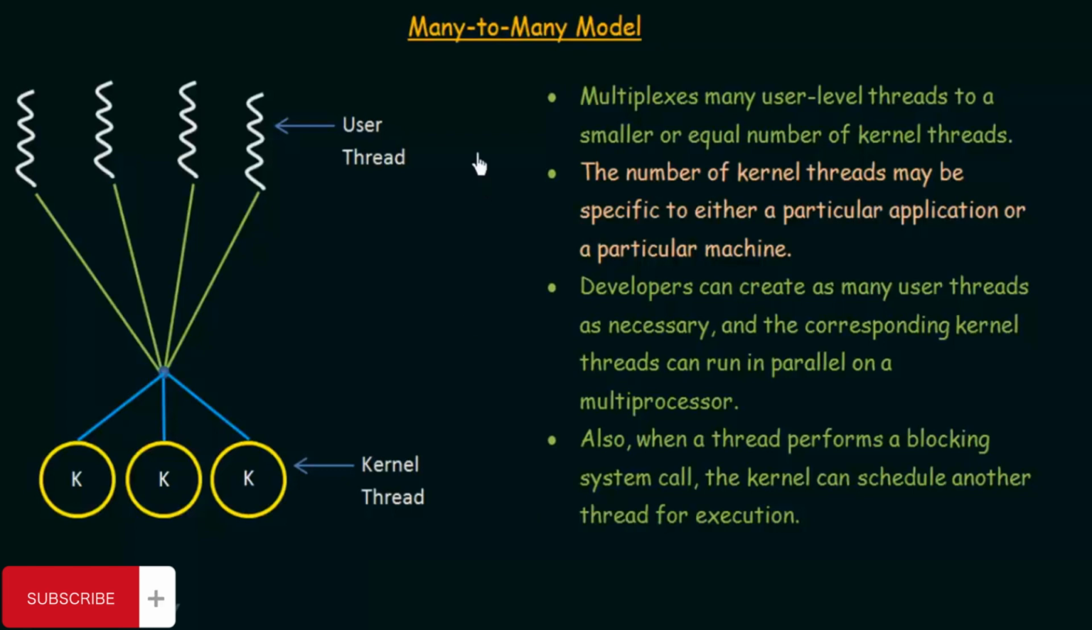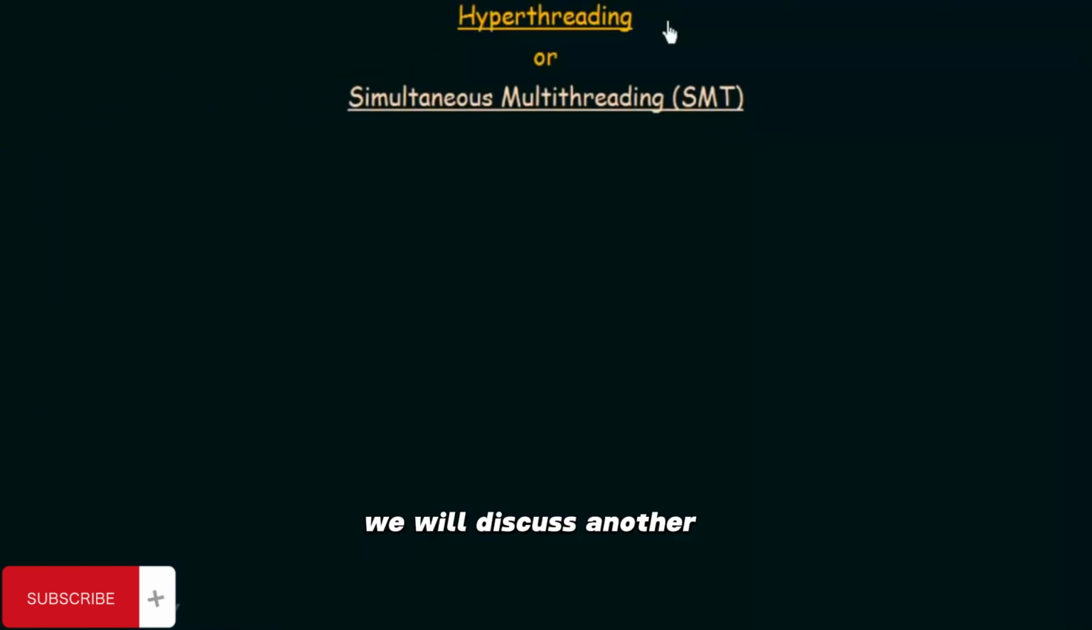So we see that this many-to-many model has many advantages, and it is far better than the many-to-one model and the one-to-one model. This is the model that is implemented in most systems, and this is the best model that we can have in a multi-threading system to establish a relationship between user threads and kernel threads. Now we will discuss another topic, that is hyperthreading, which is also known as simultaneous multi-threading.